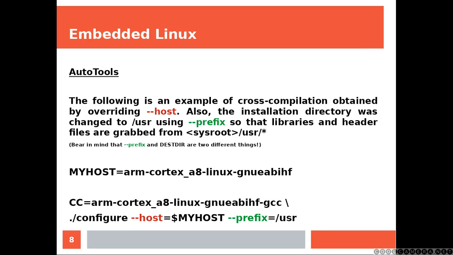The following is an example of cross-compilation obtained by overriding host, which is also the easiest way to obtain a cross-compilation, just by overriding host. Now also, the installation directory was changed to /usr using prefix, so that libraries and other files are grabbed from sysroot /usr/lib and so on. Now, I'm using a variable MYHOST, you can call it whatever you want, as long as the value of this variable matches the system, right? Okay.